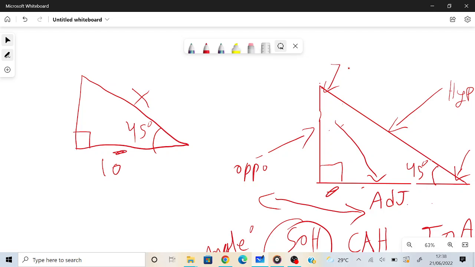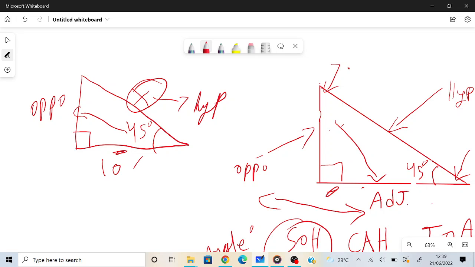Now you need to know which one you're going to use. Are you going to use SOH? Are you going to use CAH? Or are you going to use TOA? Now we have a hypotenuse. That's what we're trying to find, the hypotenuse. The angle they gave to us, the opposite of that angle over here, this is the opposite. And then of course this side over here is remaining as the adjacent.